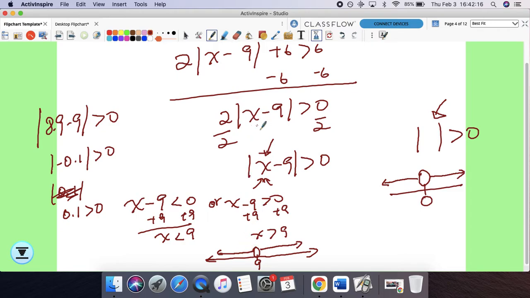So that's it. In this case, we have 0 not inclusive. We're going to go all the way to negative infinity, going to the left. And on the right side, we're going to go not including 9, and any number greater than 9 going to positive infinity will work.